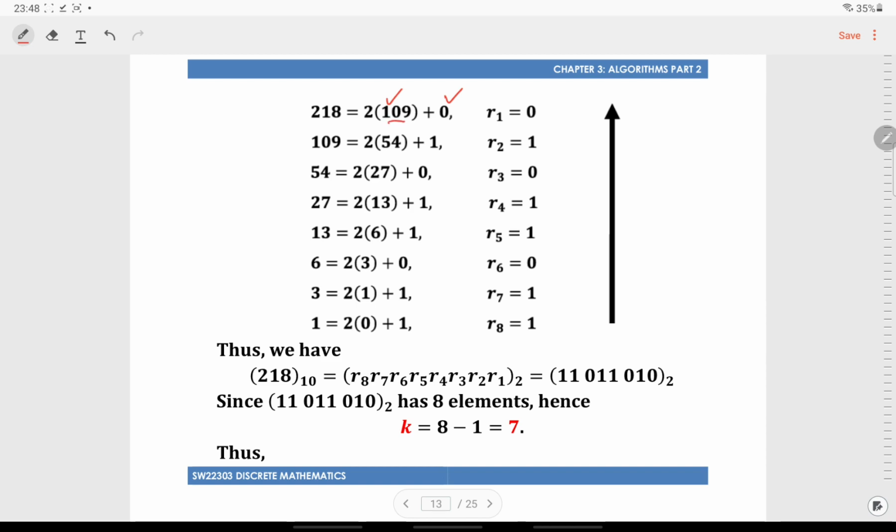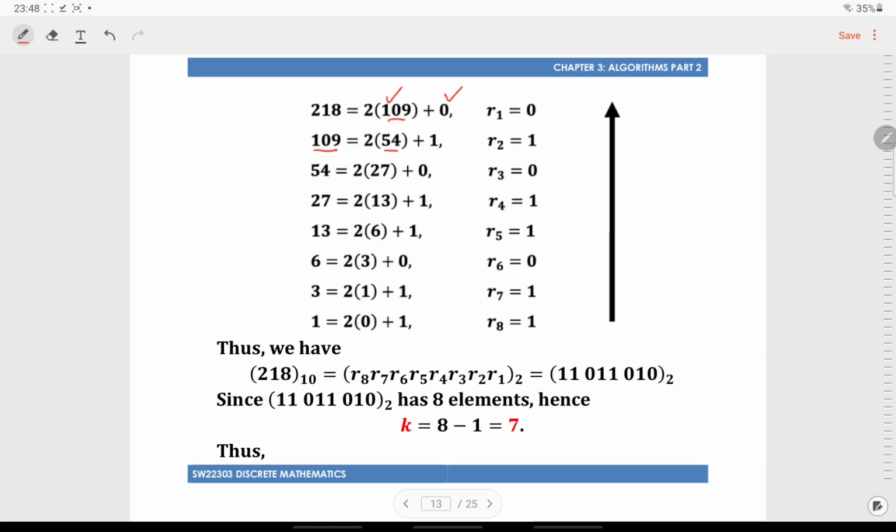Because the quotient is not equal to 0, we proceed. We take this quotient as the new dividend. Again, we divide with the same divisor, which is 2. The new quotient is 54. Because the quotient is not equal to 0, we proceed. We take 54 as the new dividend and divide by 2. We get the new quotient. Because the quotient is not equal to 0, we proceed. We take 27 as the new dividend. We divide by 2 and obtain a new quotient, and then we divide again the new quotient by 2. We obtain the new quotient equal to 6.